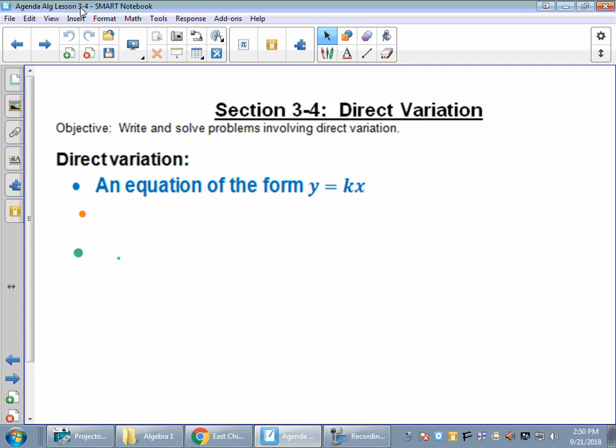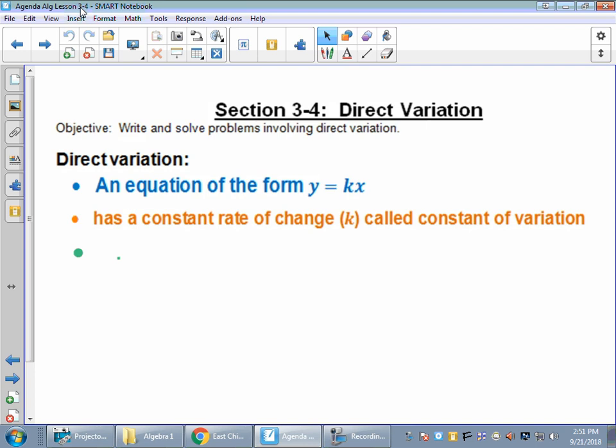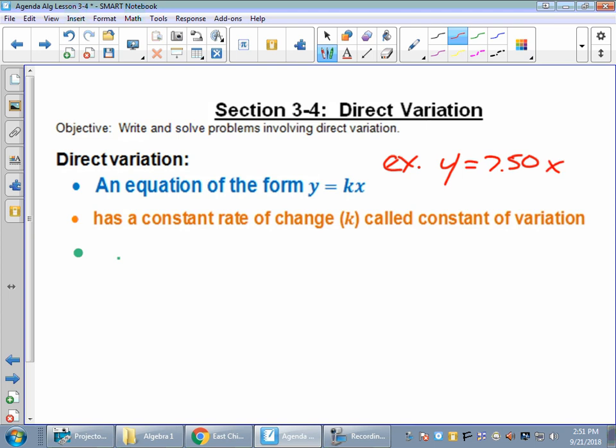Y equals k times x. And it has a constant rate of change, k, and that's called the constant of variation. So one thing to think about here, like we talked about an equation in the form of y equals kx, you'd see something like, for example, y equals 7.50 times x. Let's say it was dollars per hour. So your k value would be pay per hour, and that's a constant amount.